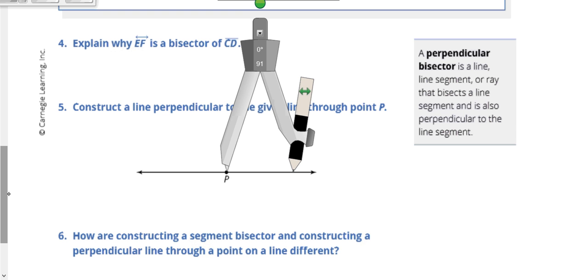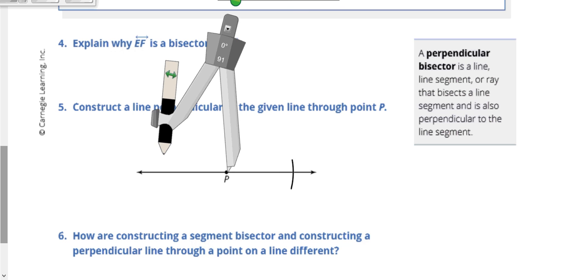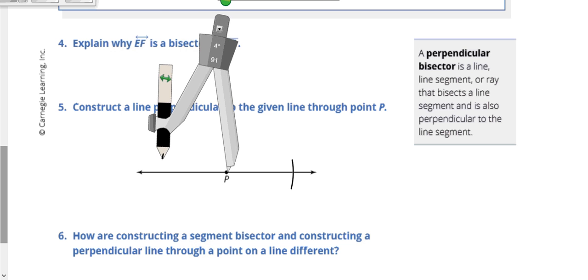Now mine automatically makes a full circle. Well, let's see if I can do it. So I'm going to sit here and just construct a little arc right here. And then I'm going to flip it over to the other side. Now I haven't moved anything. All I did was, my pointy end is still on P, and all I did was just flip it around, and I'm going to draw a little arc on this side.